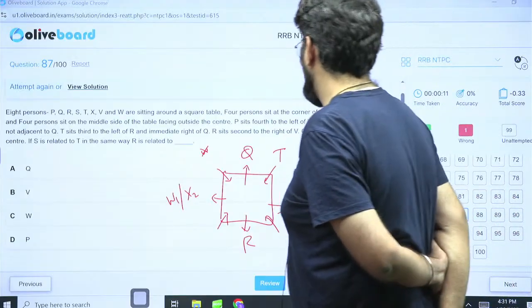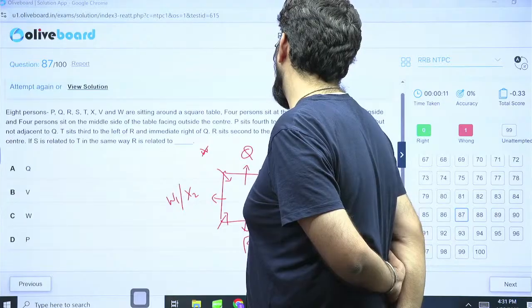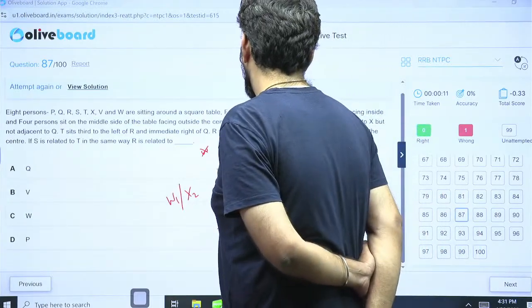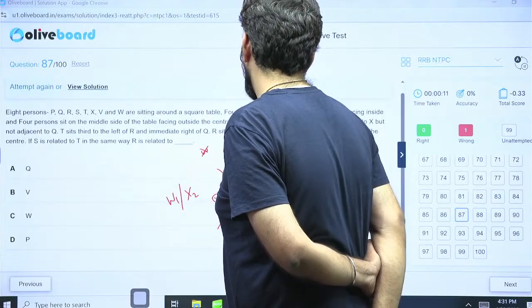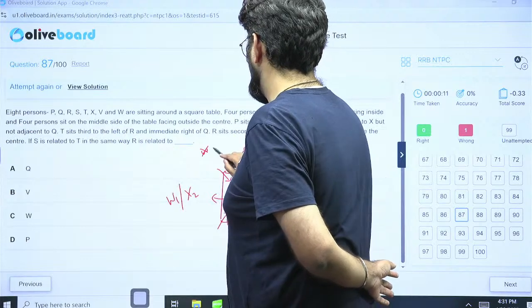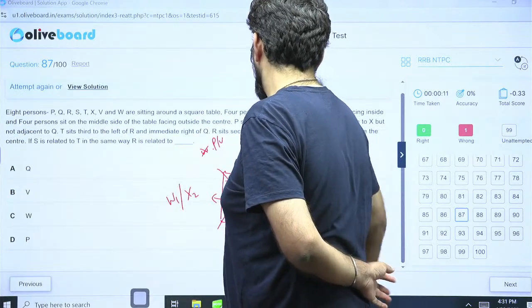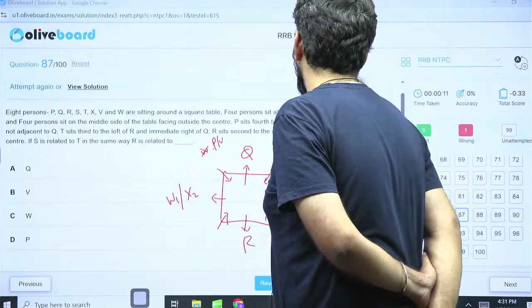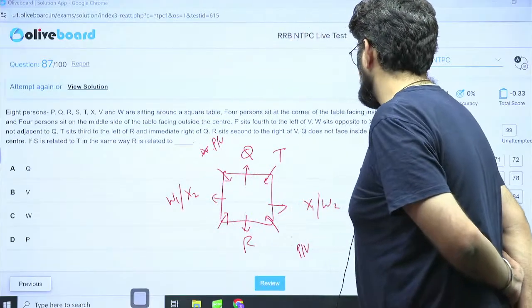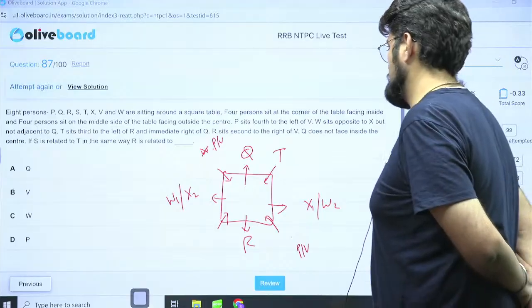P sits 4 to the left of V. 1, 2, 3, 4. Okay, we have multiple options, so let's not get into that. It has to be here only, right? P and V have to be here. W sits opposite to X but not adjacent to Q. T sits third to the left of R and immediate right of Q. R sits second to the right of V.